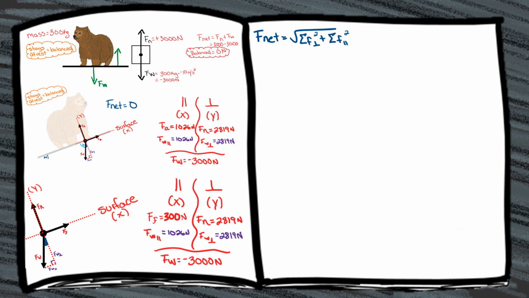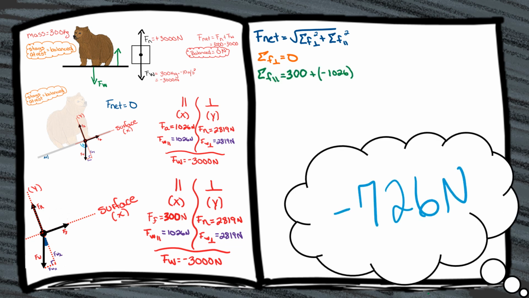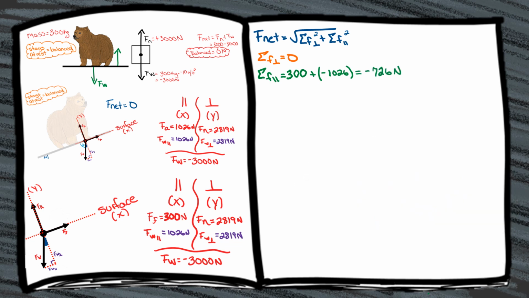In this case, the perpendicular forces would still be zero because there isn't an acceleration in the perpendicular direction. But the parallel forces would be affected since the bear is accelerating in the parallel direction. Great job, Alex. The sum of the parallel forces would now be negative 726 newtons. And since the sum of the perpendicular forces is zero, our net force would simply be negative 726 newtons.